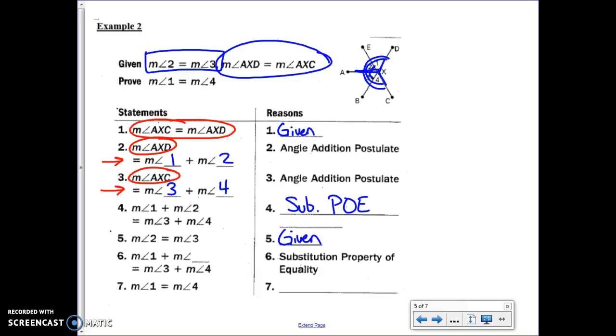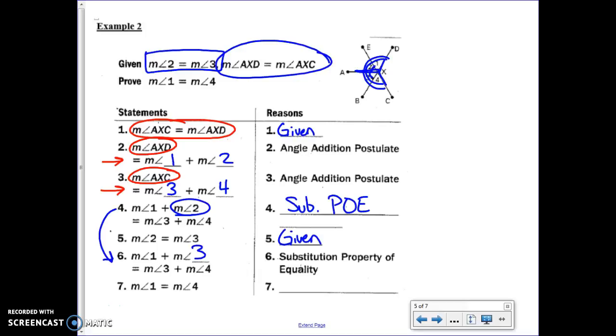So I know that I'm going to substitute something in. So if I look back at statement 4 and compare it to statement 6, they've left this measure of angle 2 blank. So we have the measure of angle 1, we have the measure of angle 3, and we have the measure of angle 4 that match up. If you look at statement 5, it says the measure of angle 2 equals the measure of angle 3. So it's telling you then that instead of the measure of angle 2, we could put the measure of angle 3. We can substitute that in there.